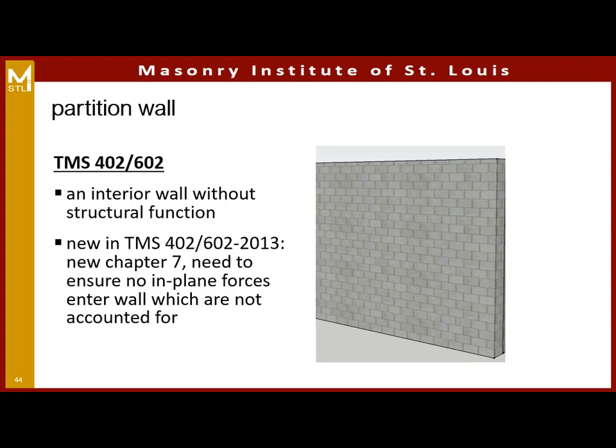Next, we'll talk about partition walls, and partition walls are interior walls with no structural function. So since we're interior, we don't have any external wind pressures. It's not a load-bearing wall, no axial load, and not part of the lateral system, so no in-plane shear walls. Chapter 7 was added in the 2013 code, and in that chapter, it makes it clear that we need to take care how we connect these walls so that we're not getting loads that we did not account for finding their way into the walls.